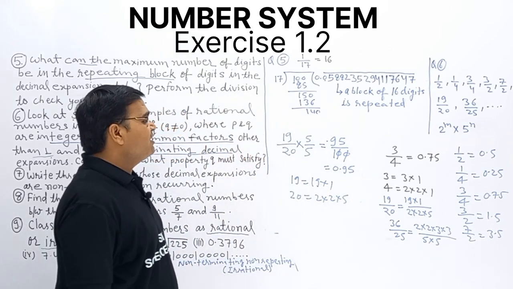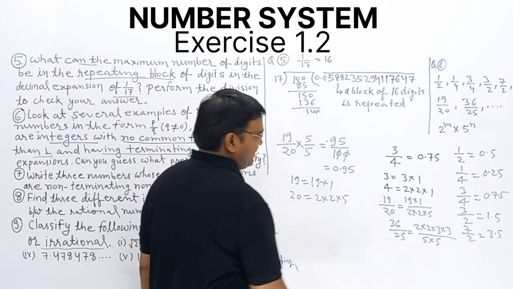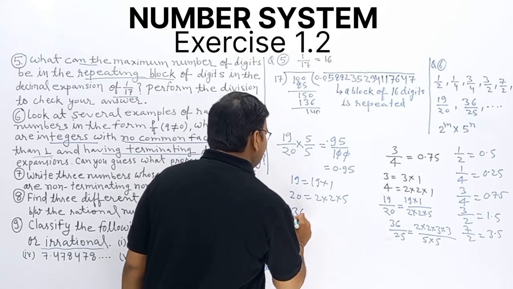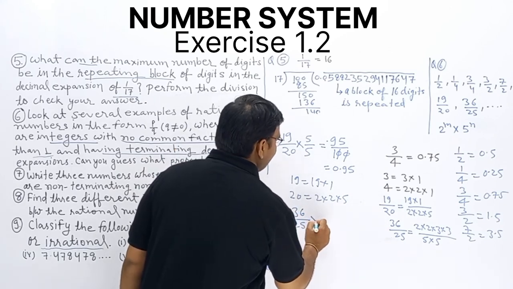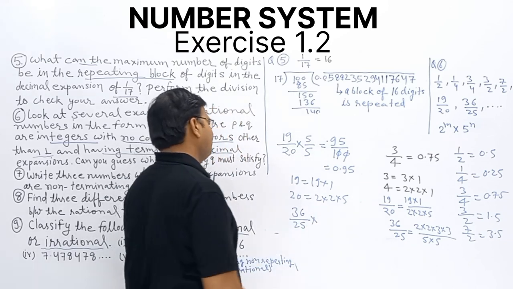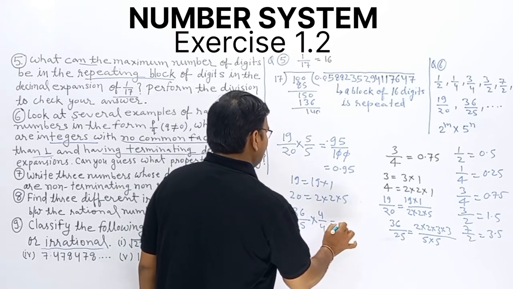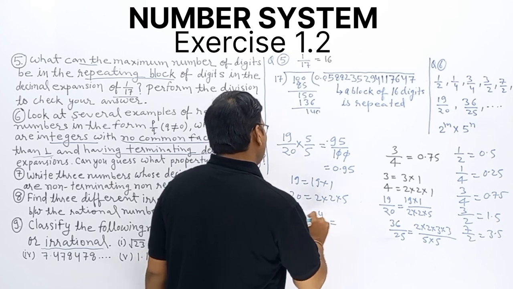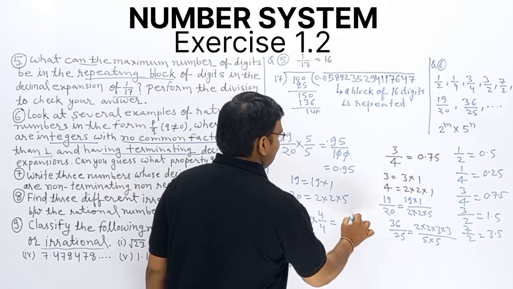And finally 36 upon this one. Again I am using the same process. 36 upon 25 will be multiplied by 4. Then this one will be what? 36 times 4.